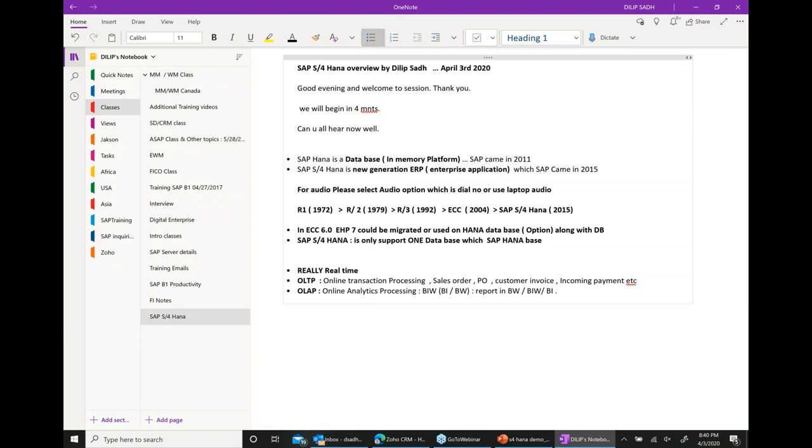Now, this is where the problem is. This is the main issue which SAP tried to solve. What was happening is that the OLTP was happening in your ECC, and the OLAP was happening in a separate system called BI. So they were two separate systems, and they were connected. We always had two separate boxes, connected to each other.